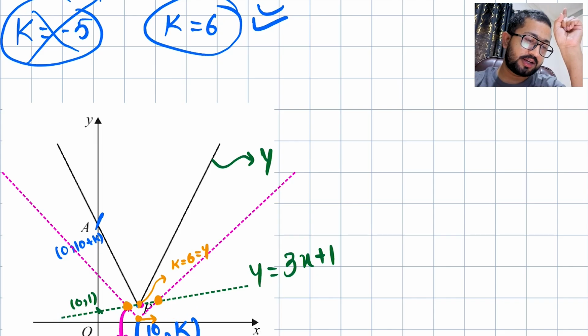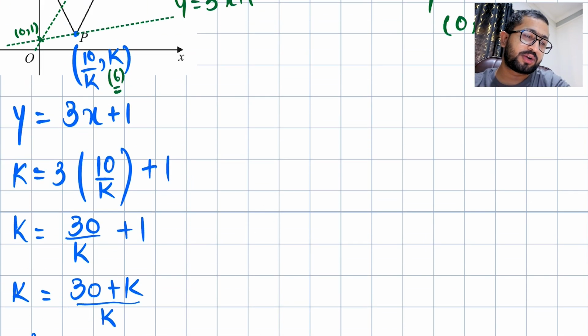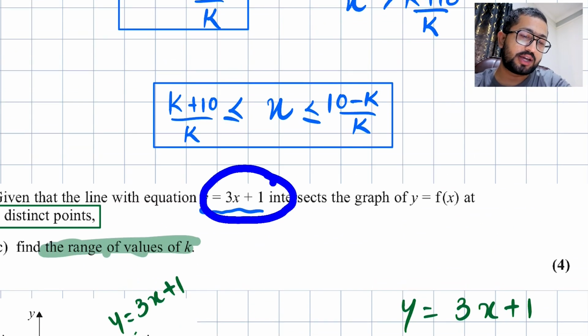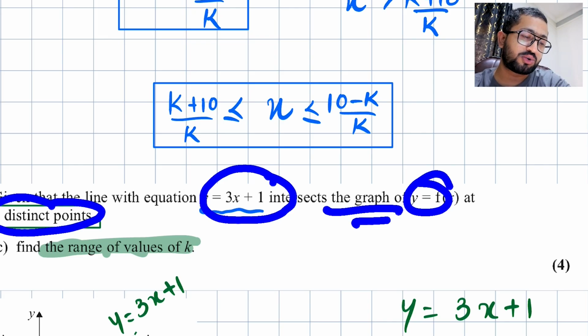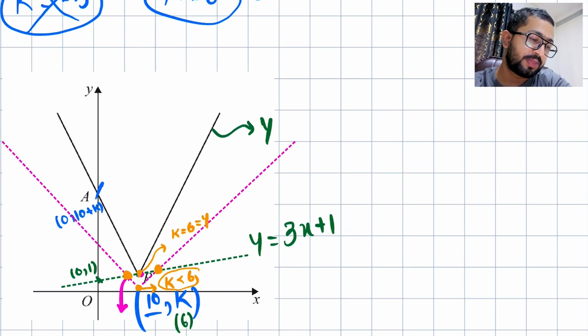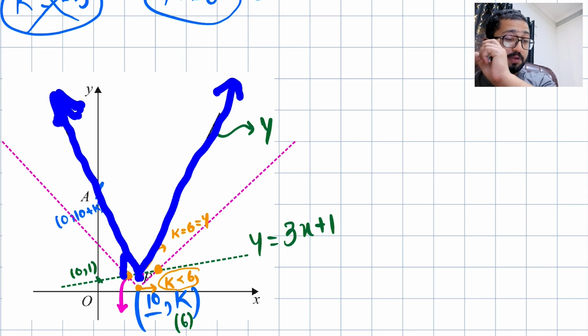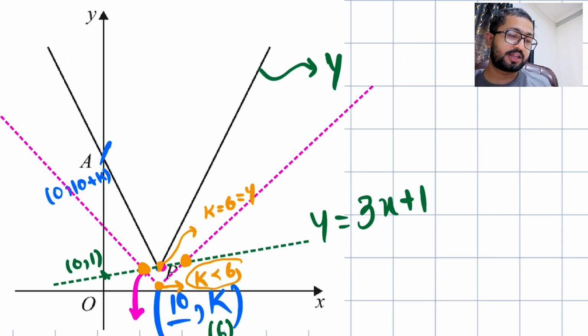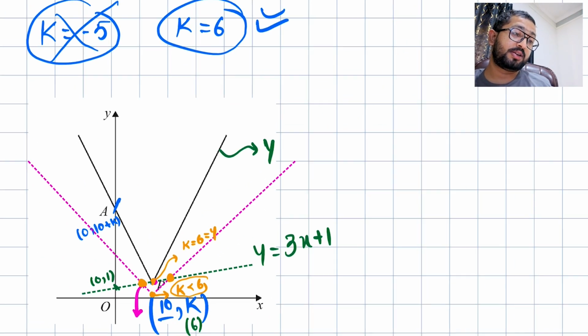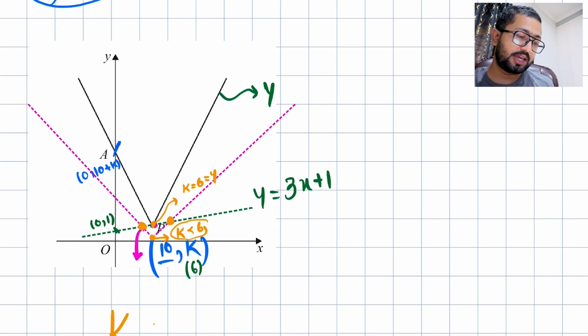Look at the screen. This graph is going to intersect the black graph at only one point. But what I want is for your graph to intersect the graph at how many points? Two distinct points. That is only possible if the y coordinate of the turning point of this graph is less than this turning point. So what will be the final answer? K is less than 6 for this one.